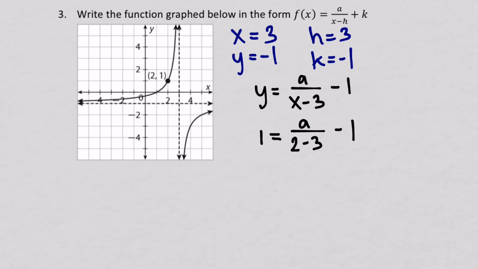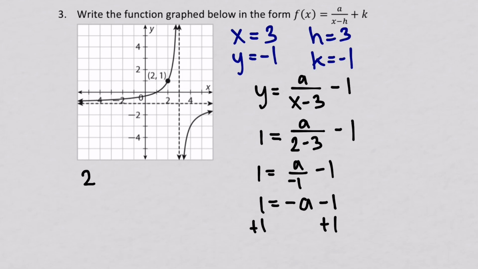Simplify that as much as you can. You're going to get 1 equals a over negative 1. Right? 2 minus 3 is negative 1, minus 1. A over negative 1 is just negative 1a. So 1 equals negative 1a minus 1. We're going to add 1 to both sides, and we're going to get 2. I'm going to continue over here. 2 is equal to negative a. Therefore, divide by negative 1 to cancel the negative 1. And a is equal to negative 2.